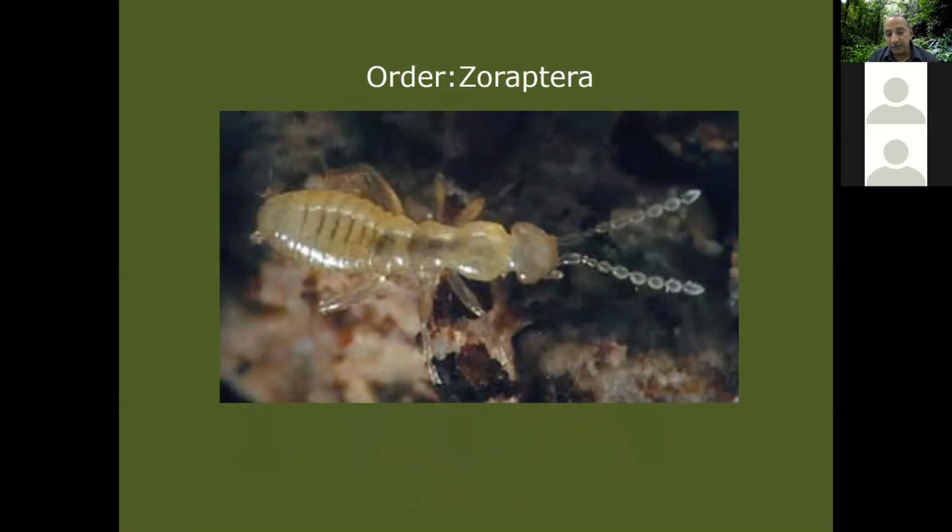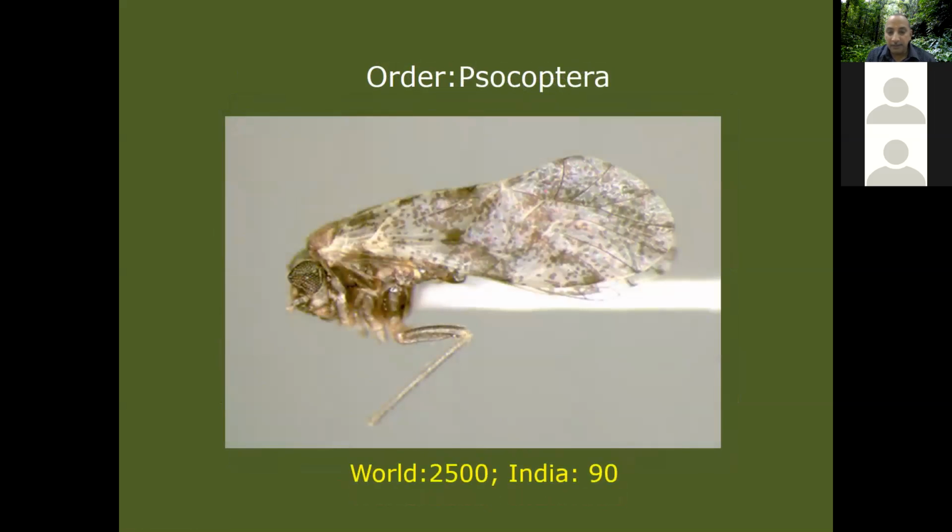Then comes Zoraptera. Again, they are all very tiny, minute, microscopic insects found in decaying organic matter. Then comes Psocoptera, also called book lice. You might have seen small holes in old books; the Psocoptera make those holes. You can see them in libraries or wherever there is decaying organic matter.